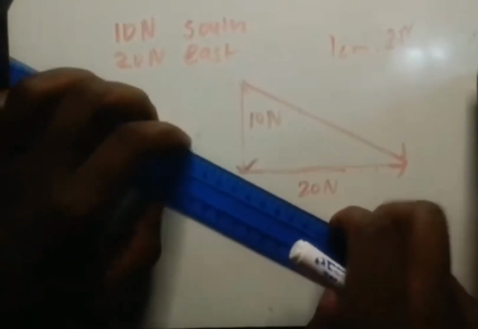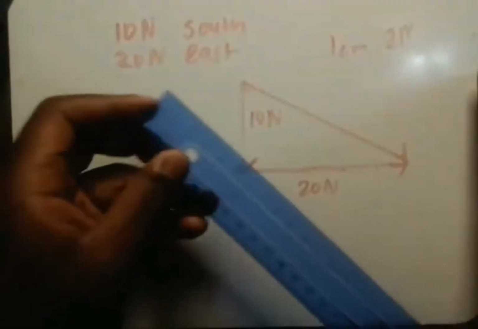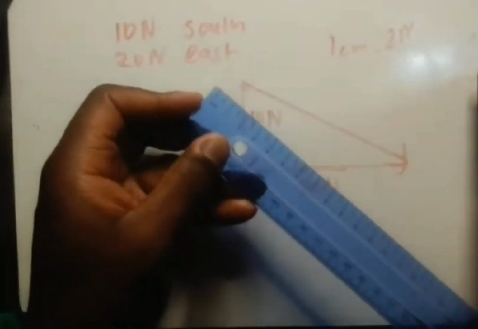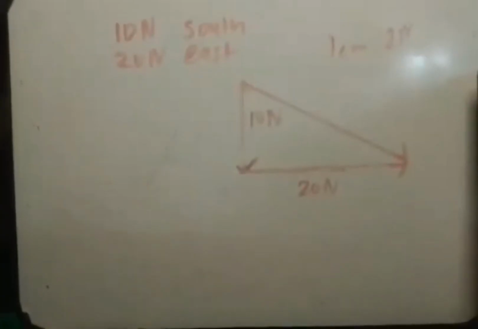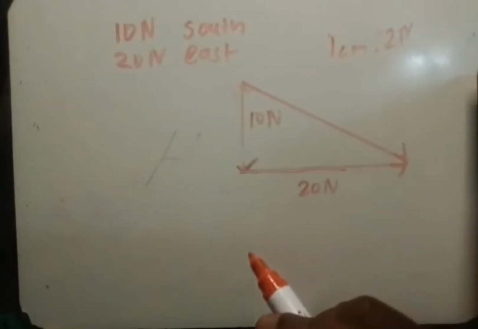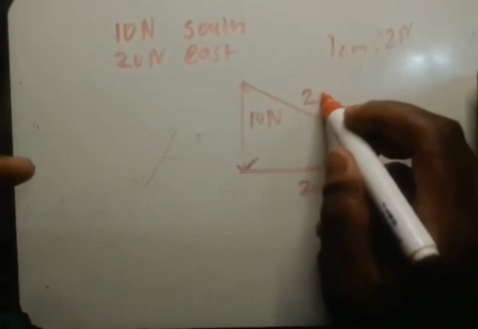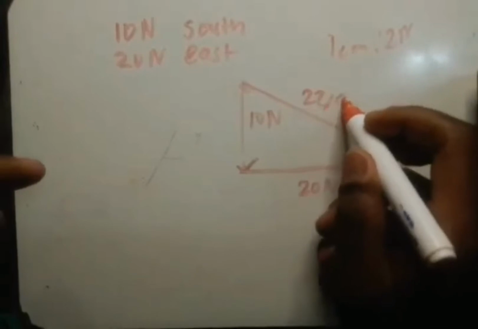When you measure it, it should be around 11,1, so from there, 11,2 centimeters. Now when we represent that in newtons, it's going to be 22,4. So this is going to be 22,4 newtons.